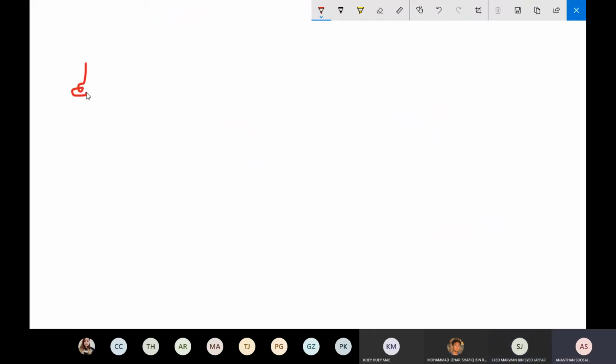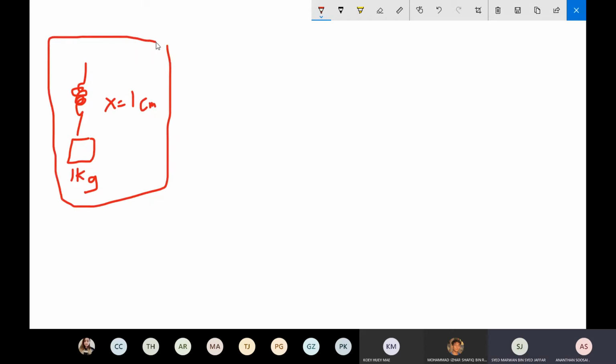Everyone, try to do this question for me. You have one spring. You can see the whiteboard, right? We put 1 kilogram of mass. The extension is found to be 1 cm. Okay, so this is the system. Tell me what is the extension for this system?